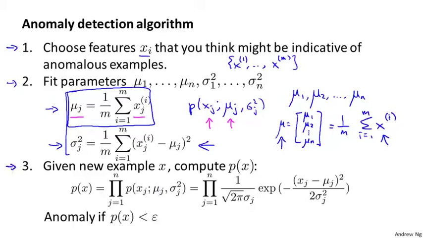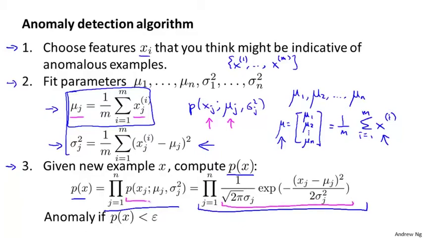Finally, when you're given a new example, so when you have a new aircraft engine and you want to know, is this aircraft engine anomalous? What we need to do is compute p of x. What's the probability of this new example? So p of x is equal to this product, and what you compute is this formula, where this thing here is just the formula for the Gaussian probability. And finally, if this probability is very small, you then flag this thing as an anomaly.